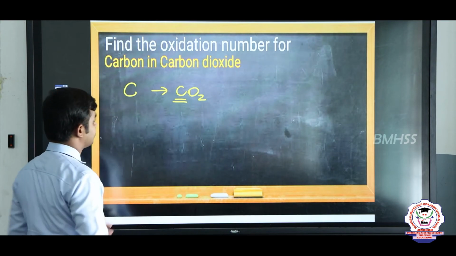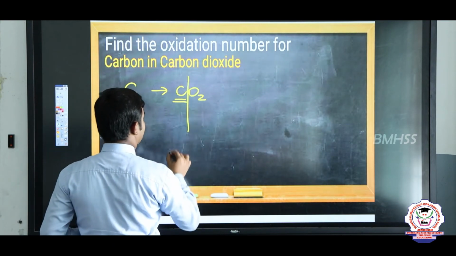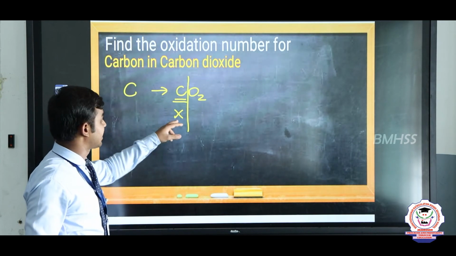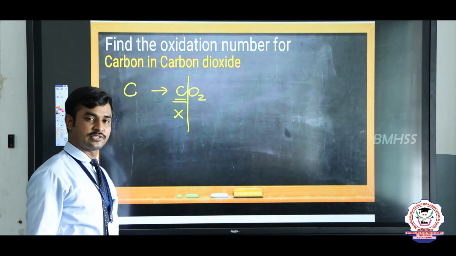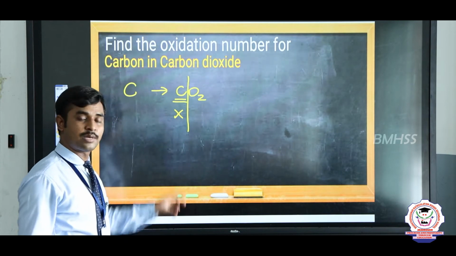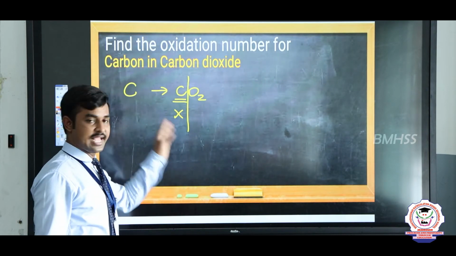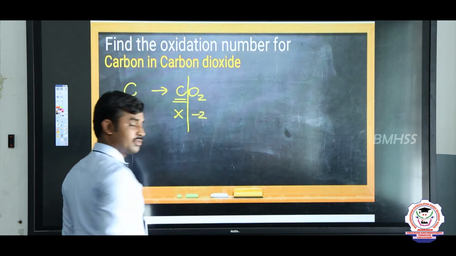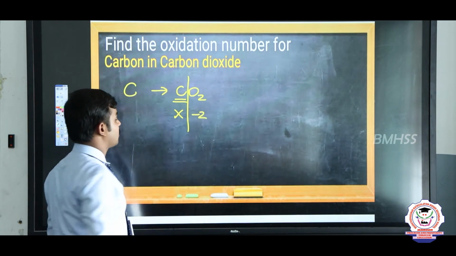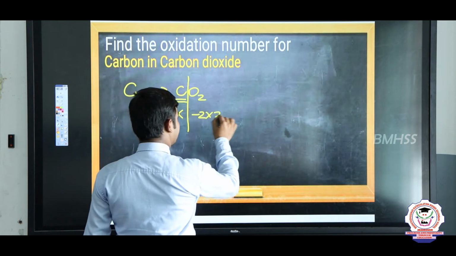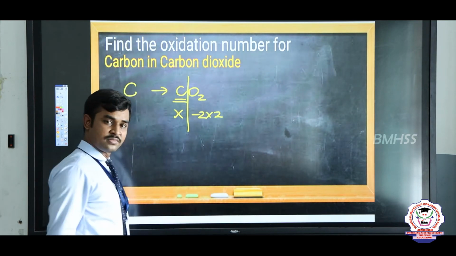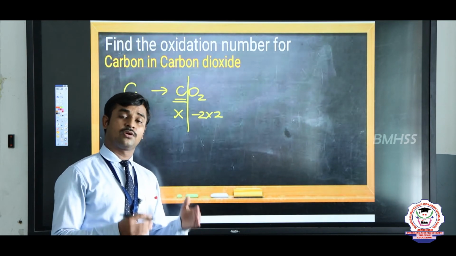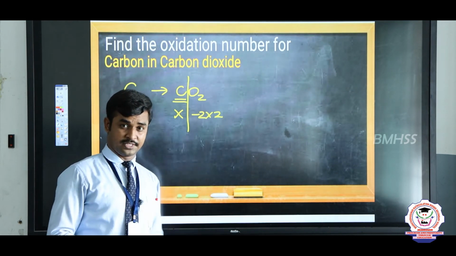In this molecule, we have one carbon. We do not know the carbon's oxidation state, so you can write X as the oxidation state. The oxidation number of carbon is now X, and the oxygen oxidation state is -2, you know that. We have 2 oxygens, so 2 into -2 is the total for oxygen.